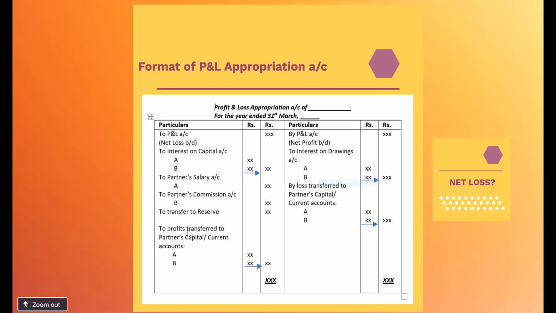So this is the only situation when the net loss is brought down to the debit of the P&L appropriation account, that is when there is interest on drawings. Otherwise, take the net loss from the profit and loss account and directly transfer it to the partner's capital or current account, and don't prepare the profit and loss appropriation account at all.